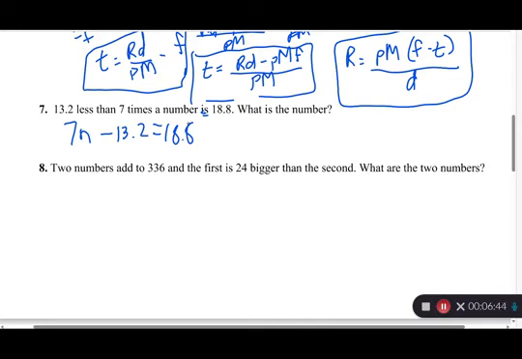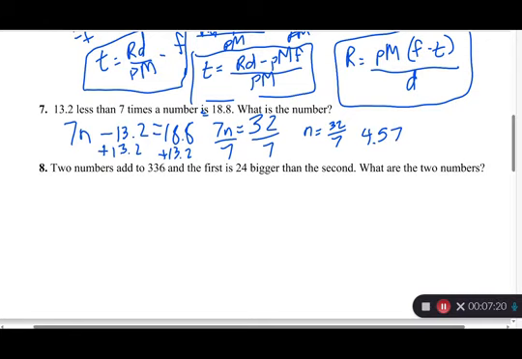So again, we're going to work backwards, solve for n. So we're going to add 13.2 to both sides. That'll be nice. So we got 7n equals, when I add those together, I get a nice 32. And divide by 7, it's not going to be a whole number again. Oh well. You can leave it as the fraction 32 over 7, or if you love decimals, I know some people do, you can put that in the calculator, round it to 4.57. That's number 7.